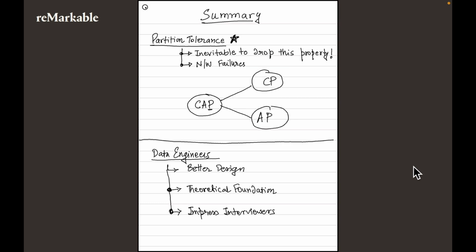Now we saw how easy CAP theorem is to understand and how important it is for any data engineer. My top three reasons why a data engineer must learn CAP theorem: it helps them to design their system better. With a better understanding of CAP theorem, they can make trade-offs between design choices. This theoretical foundation helps them to converse well with their peers, and it helps them to engage more in the reading of technical literature around big data systems. And you may impress interviewers if they ask you questions about CAP theorem.